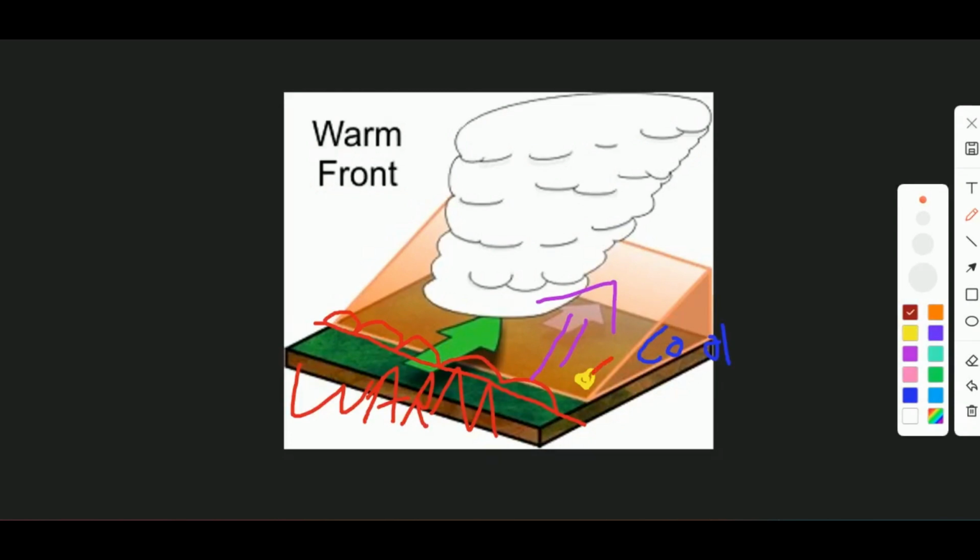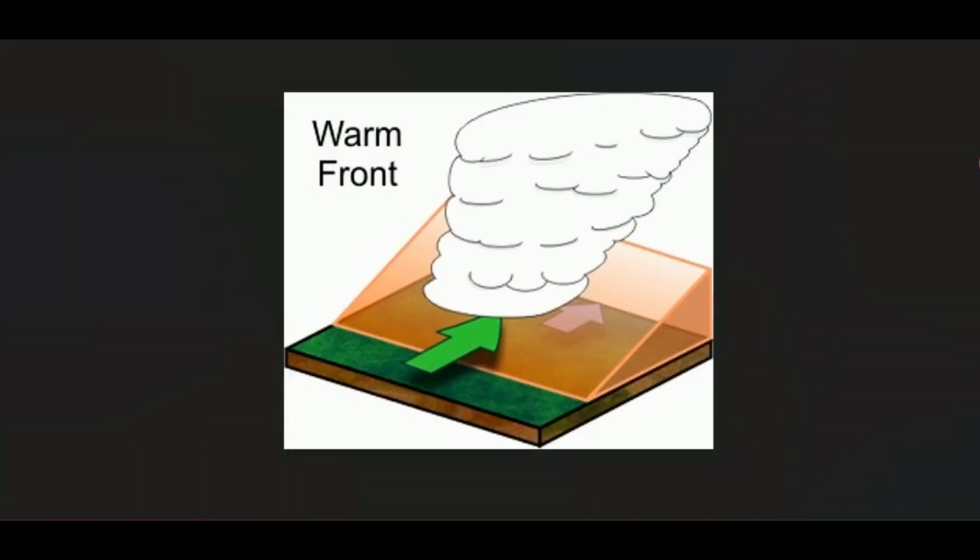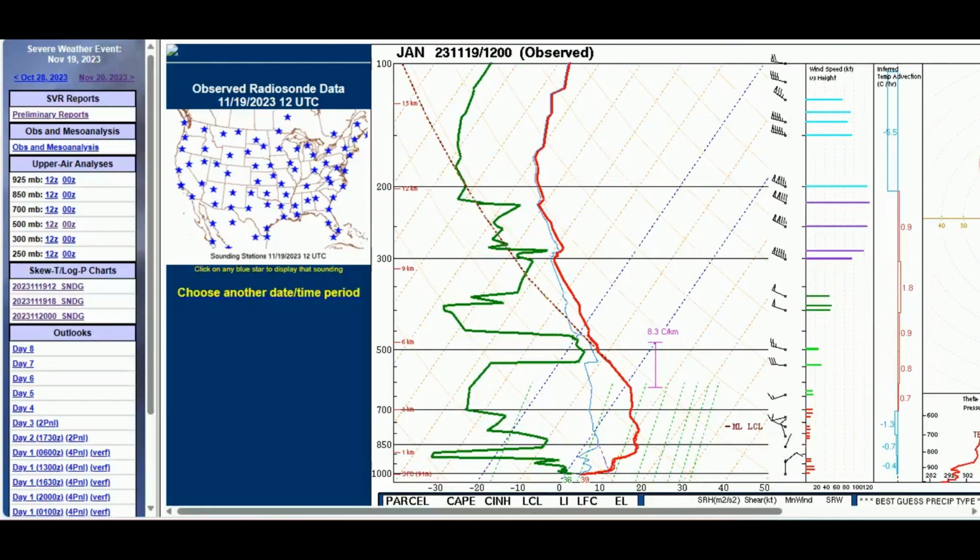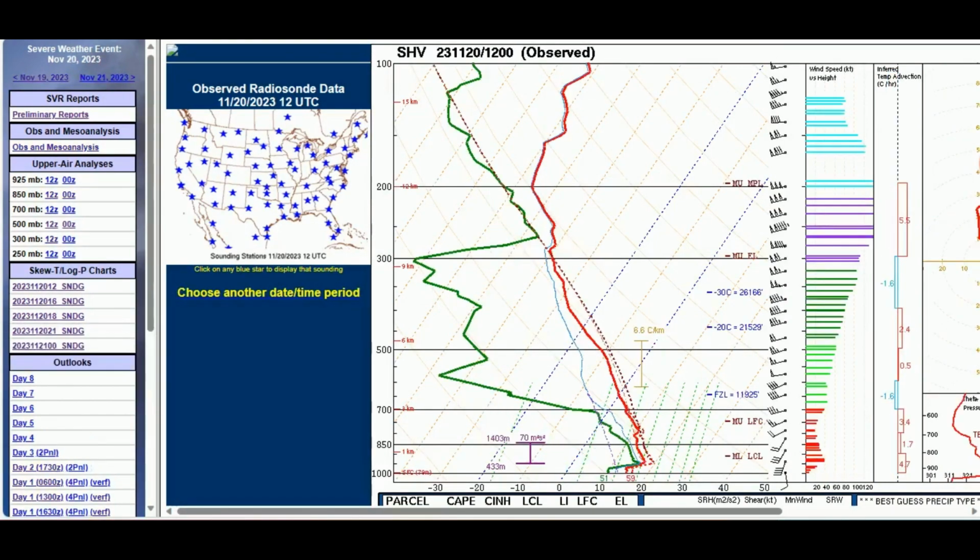temperatures would rapidly warm with height, and then cool again as it goes above, as that warm air kind of noses above that cool stable air. So that is what the frontal inversion looks like from the warm front. Now let's take a look at a sounding just to help illustrate this.